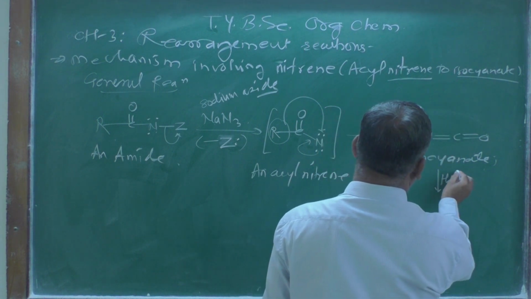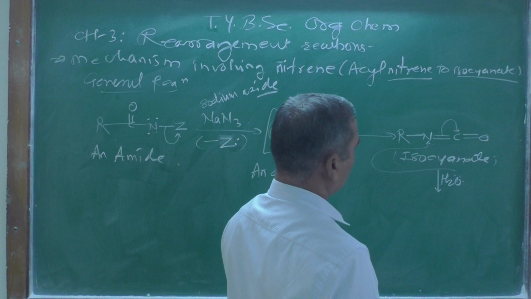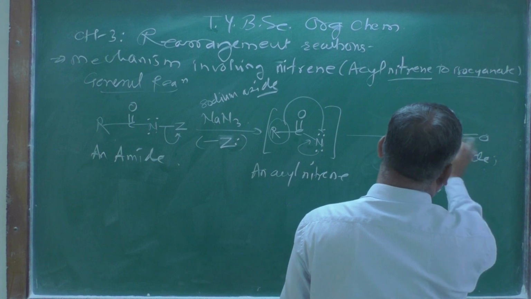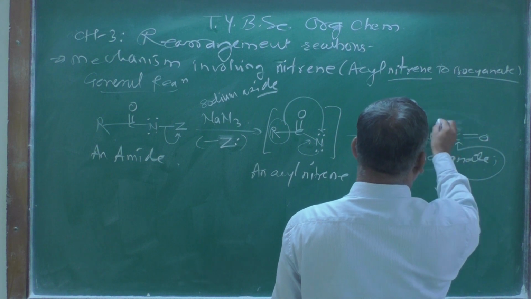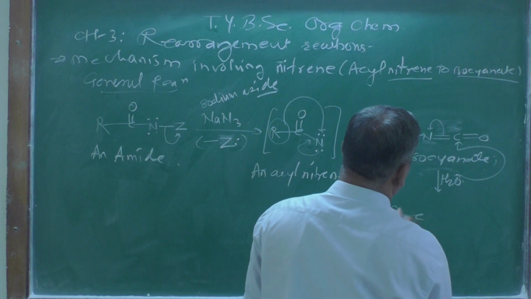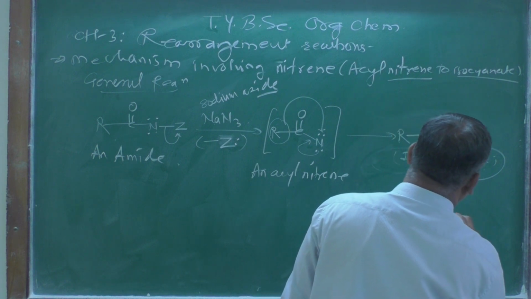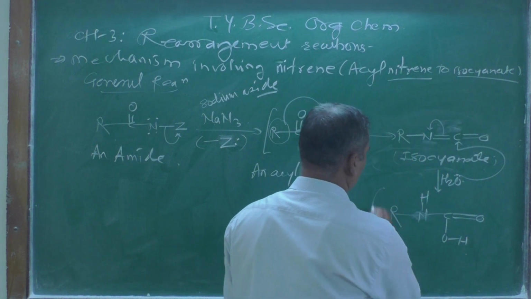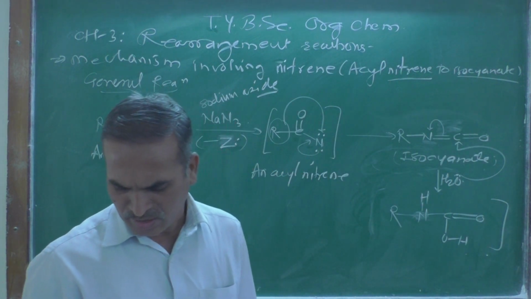This water molecule is going to attack the carbon atom, and then one of the hydrogen atoms is added over there. You are going to get R, then I am writing here N, H, then C double bond O and OH. This is the species we are getting, and this species is generally known as carbamic acid.